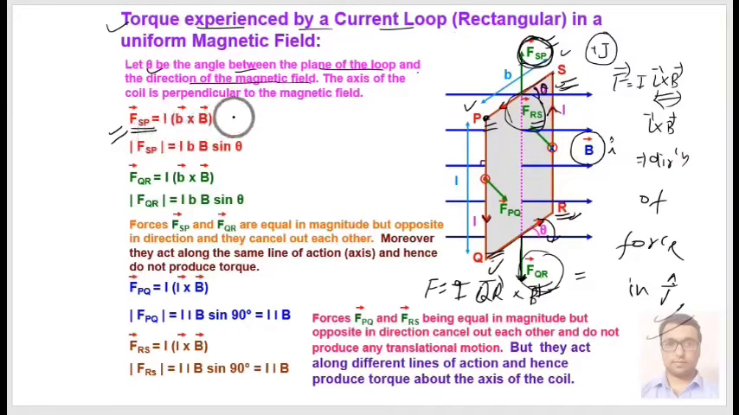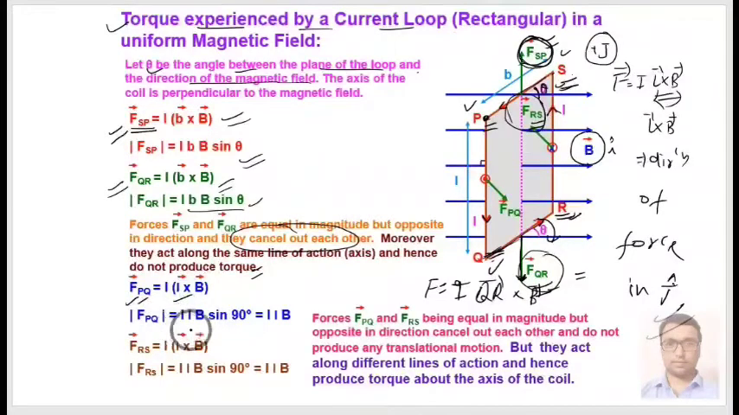So first of all we will talk about SP: the force is I L B sin theta, and the force on QR, means this bottom one, will also be I L B sin theta. As I told you, they will cancel each other, so the net force will be 0 along the y-axis. Now we have only the forces which are useful for us, that is FPQ and FRS.